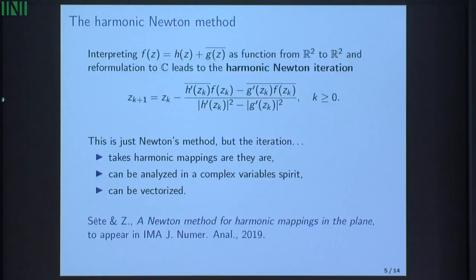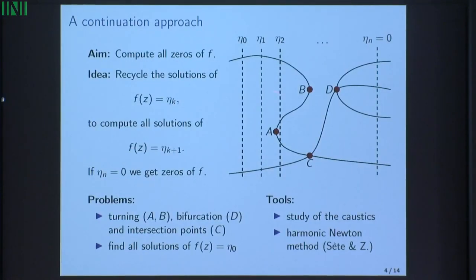We see it here on the right. The black thick lines are the homotopy curves of our problem. As you can see, for the right-hand sides eta 0 and eta 1, we have 2 solutions. And for the right-hand side eta 2, we now have 4 solutions. So a pair of solutions appeared at a turning point A. In general, at turning points or intersection points or bifurcation points, the number of solutions can change. So this is one problem.